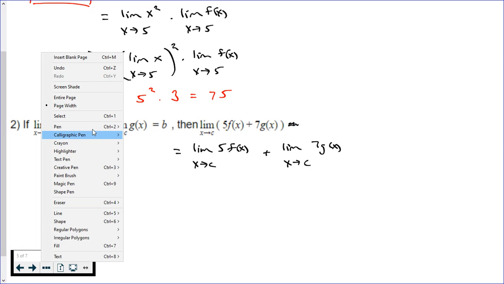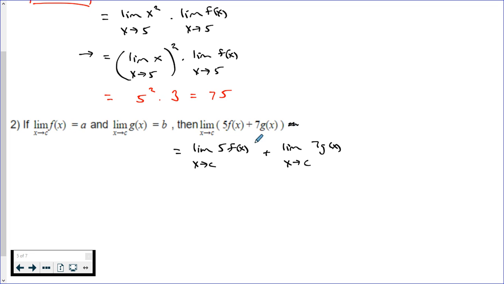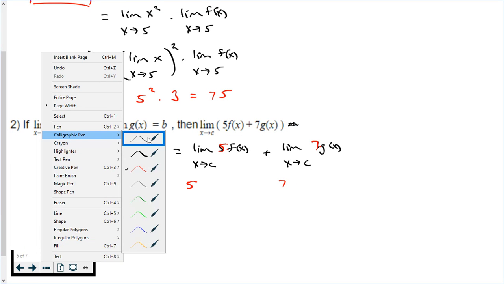Now, you might be saying, wait a minute, you got some more stuff you can do there. Because in the first part of this sum, you have a constant times a function. And in the second part of the sum, you have a constant times a function. And you learned that constants can be moved through functions. So that's what I'm going to go ahead and do here.